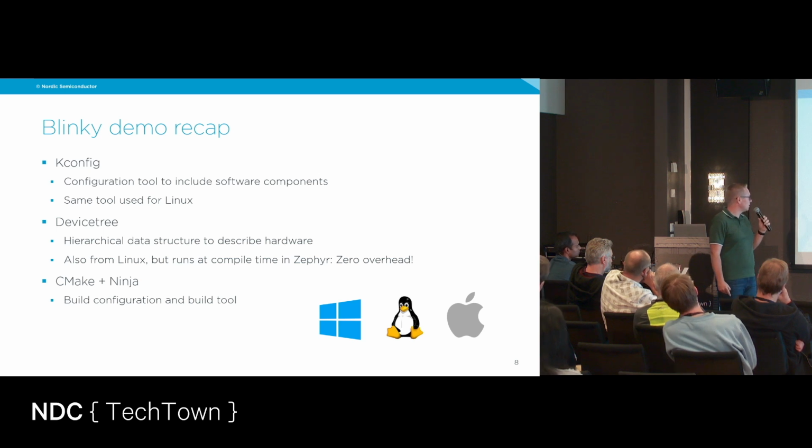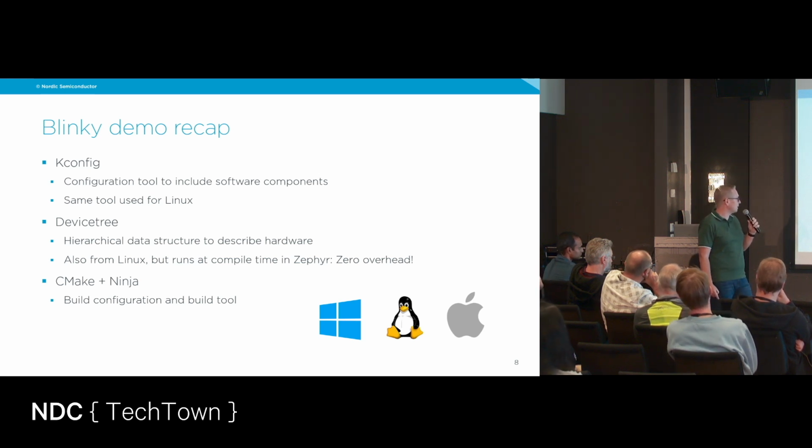Then CMake and Ninja, which are build and configuration tools. All this is controlled by West, one tool. And a nice thing, West is implemented in Python. CMake is cross-platform, so basically the whole toolchain is cross-platform. It works on Windows, Linux, and Apple products, Mac.